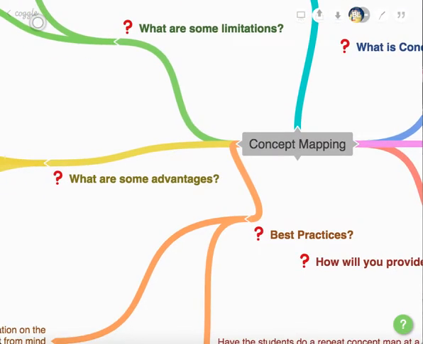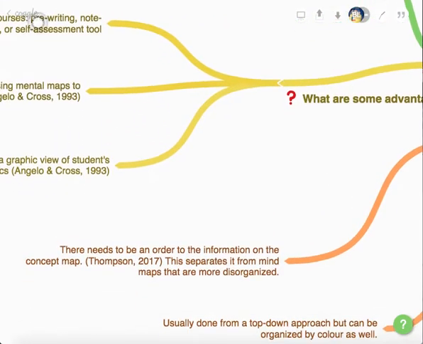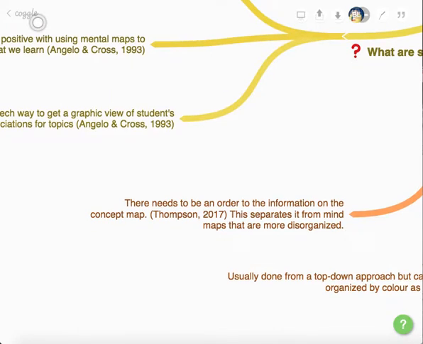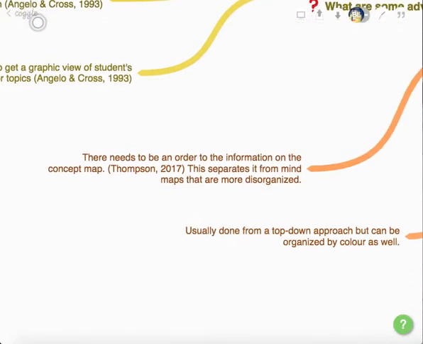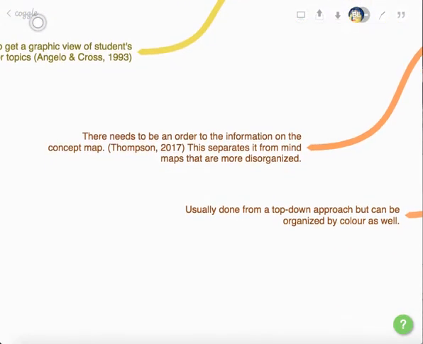So what are some best practices? There's a slight difference between concept maps and mind mapping. Mind mapping tends to be much less organized. All of the information is thrown on a page in bubbles or boxes, and a few lines connect the thoughts. Best practice with concept mapping is that there needs to be an order to the information. This can be done in a top-down approach, with the broader topic being at the top, or it can be done in a color coordination fashion, such as I've done here.